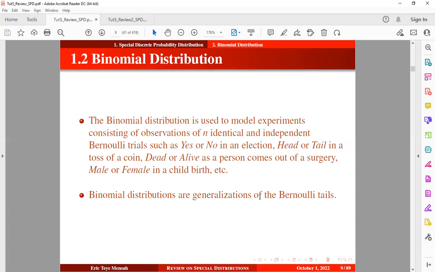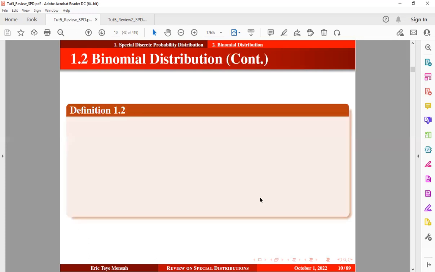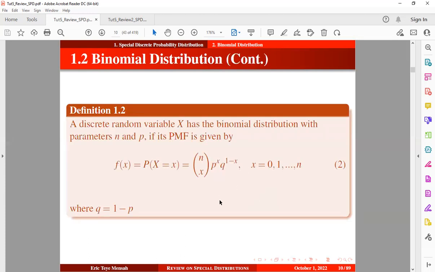Now let's take a look at the definition for binomial distribution. A discrete random variable X has the binomial distribution with parameters n and p if its PMF, or probability mass function, is given by equation 2. Okay, so in here we have n combination x, or n choose x, then we have p to the power x. All right, this is the probability of the outcome of interest, and q is the probability of the outcome that is not of interest, that is, the probability of failure, and p is the probability of our success. Okay, where the random variable X runs from 0 to n.